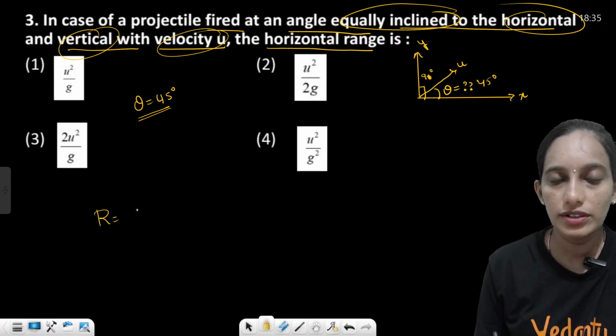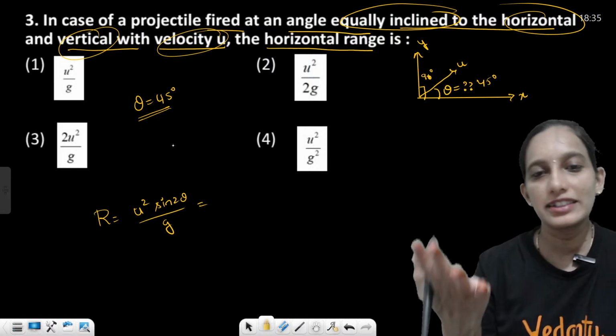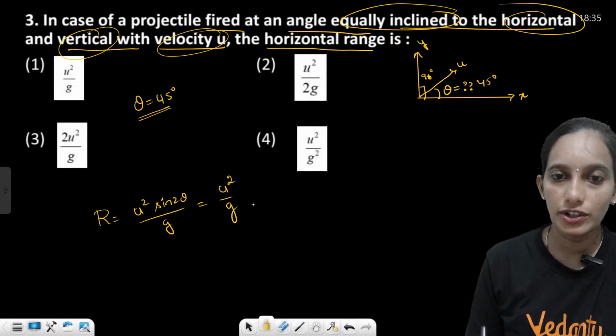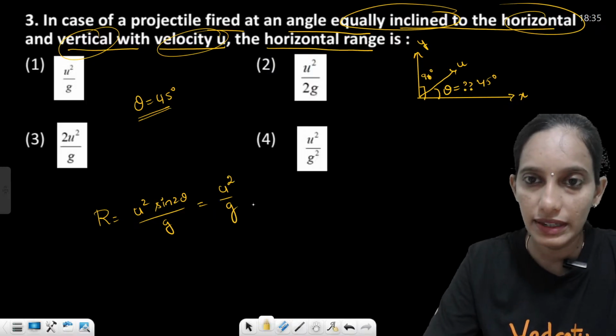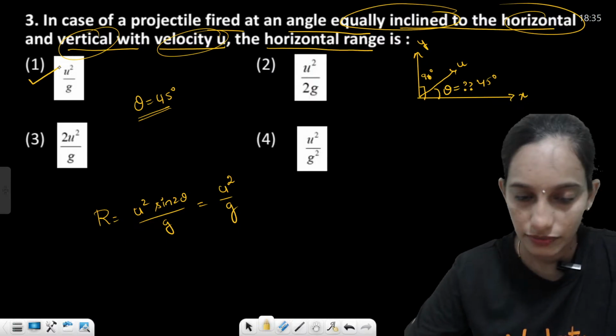So the range is u square sin 2 theta by g. Here the range will be the maximum range. Theta 45 degrees, you should know this. So directly you can write u square by g must be the answer. That is, option 1 is the correct answer.